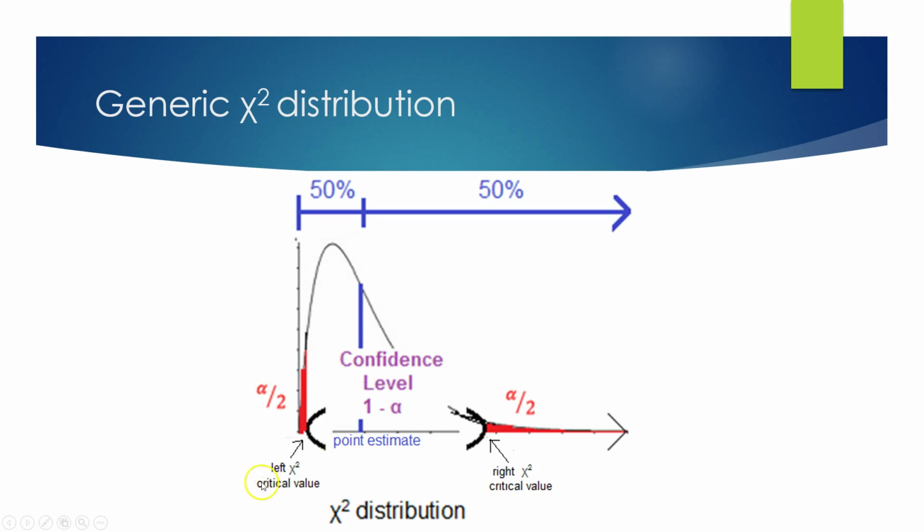The critical values are now chi-square critical values, and there's two different ones. They are no longer symmetrical. So this is probably the most important item on the slide, is that these are not negative and positive versions of each other, because there are no negative versions on the chi-square distribution.